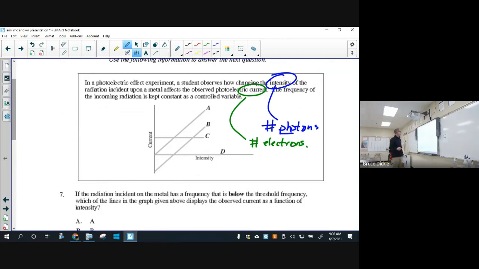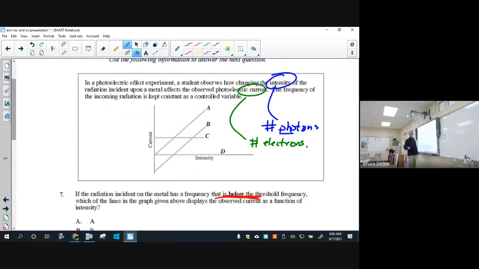We know that more photons causes more electrons if we're above the threshold frequency. And in this case, it says pretty clearly here, if you read carefully, we're below the threshold frequency. If we're below the threshold frequency, of course, you know what happens. Nothing happens. And if nothing happens, the intensity isn't going to affect the number of electrons at all.